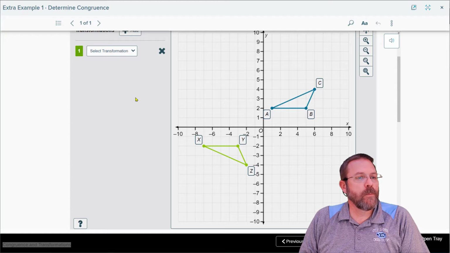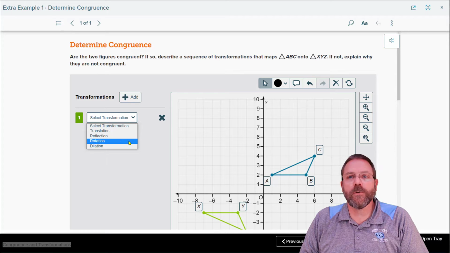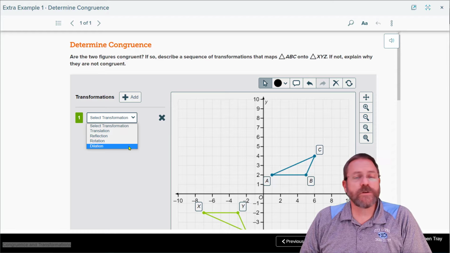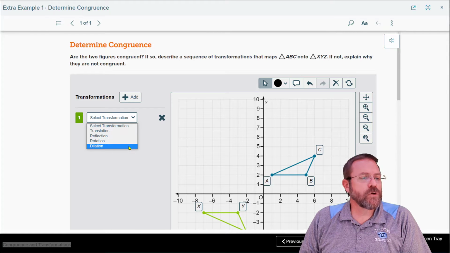So we've got a number of different things that we can do. We can do a translation, we can do a reflection, we can do a rotation, and last step, if nothing else works, do a dilation. But if you do a dilation, at that point we know that it's not going to be congruent. Go ahead right now and start working on this and then see what you come up with.